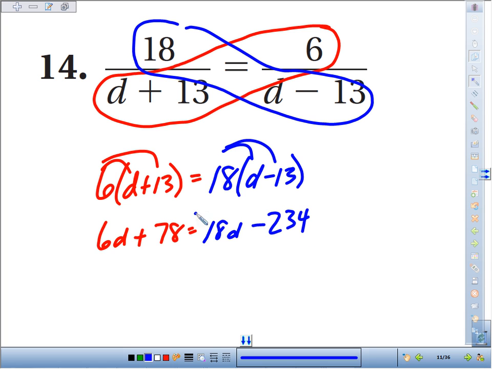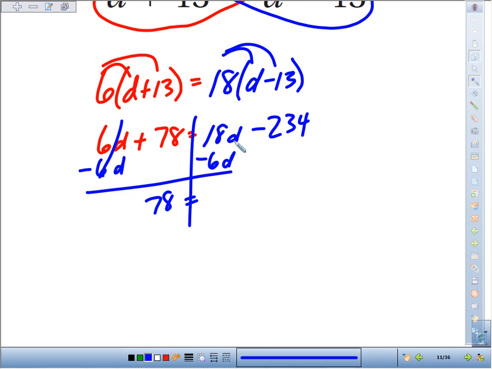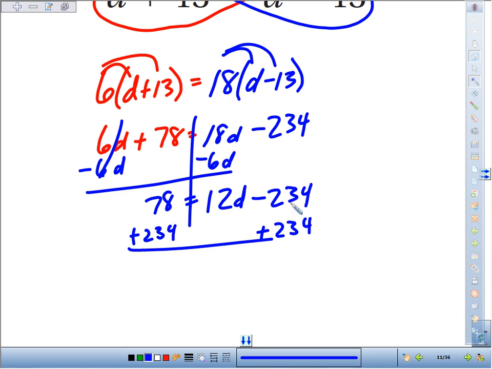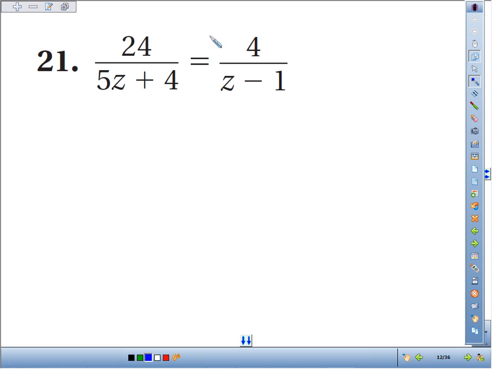So now you have variables on both sides. Get them all on one side. Since 18 is bigger, let's get rid of the 6d. So minus 6d on both sides. Cancellation, we get 78 equals 18d minus 6d is 12d, and you still have the minus 234. Two-step from here, we'll add 234. That cancels away. If we take 234 and 78, we get 312 equals 12d. Last step, to get rid of a times 12, we'll divide by 12, and you get d equals 26.